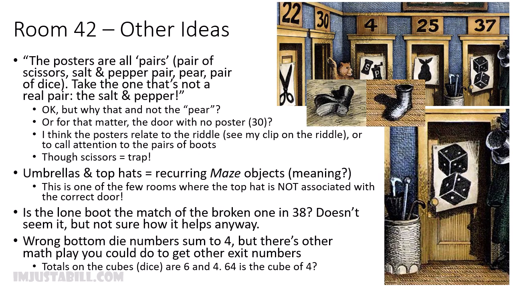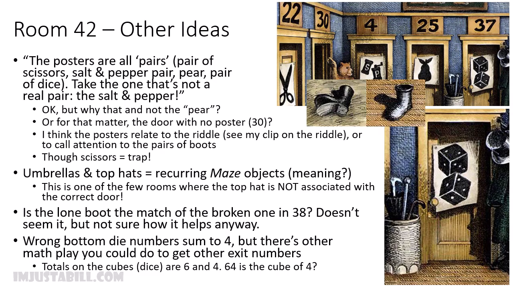Regarding those posters that are on the doors, at least the doors that are closed, some fans have pointed out that the posters are all pairs of some kind. So on the left hand, you have a pair of scissors. Then you have the salt shaker and the pepper grinder. They kind of go together as a pair. Then you have PEAR, the fruit pear, and then a pair of dice.